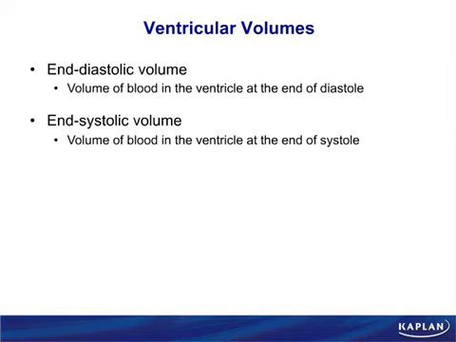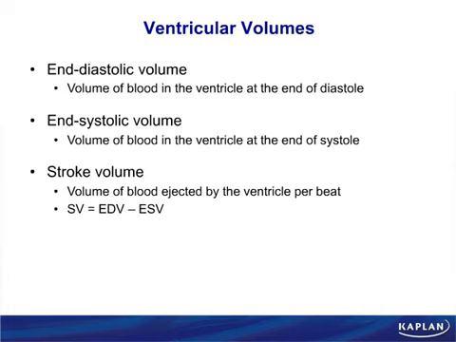Okay, ventricular volumes for step 1. End diastolic volume, we already mentioned that. Volume of blood in the ventricles at the end of diastole, that's preload. And then, of course, end systolic volume, the volume of blood in the ventricle at the end of systole. The difference in these is stroke volume, because remember, stroke volume is the volume of blood ejected per beat. So therefore, stroke volume is end diastolic minus end systolic. In other words, what you start with minus what you end with. That's what end diastolic and end systolic are.